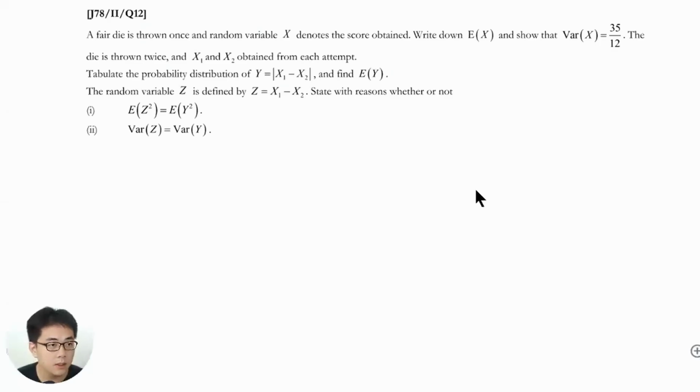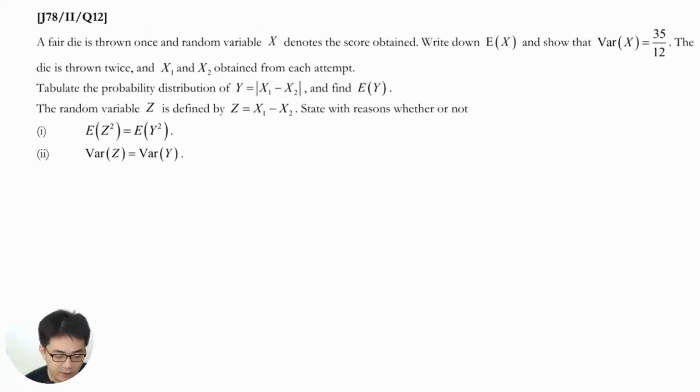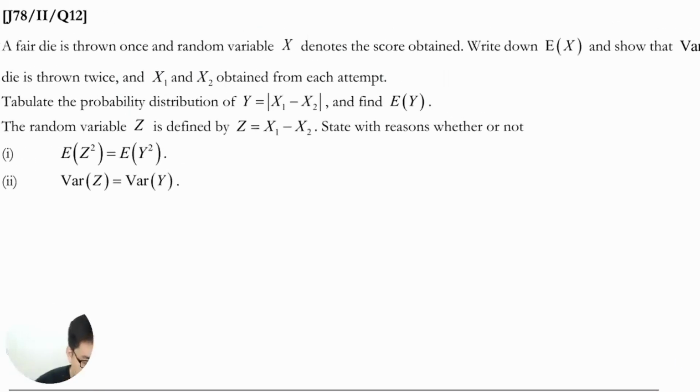Now this question here, you have two events. A fair die is thrown once and random variable x denotes the score obtained. Find the expectation of x and the variance of x. The die is thrown twice later, but the first part should be quite fast. If it's just one, it should be quite fast.